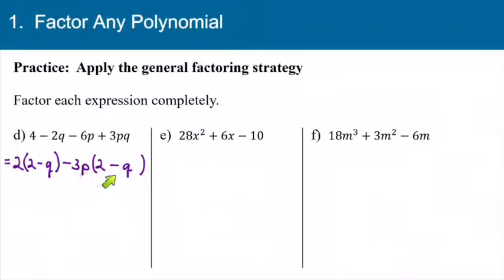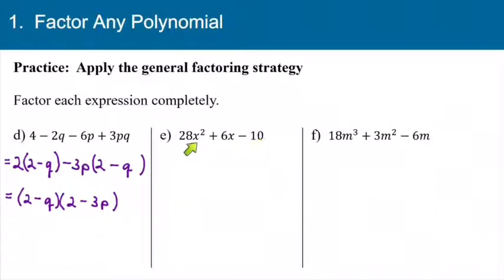Now notice that both groups contain a 2 minus q. So we're going to factor out 2 minus q, and that's going to leave us with 2 minus 3p. And so there is our factoring for this expression. Now let's look at part E.